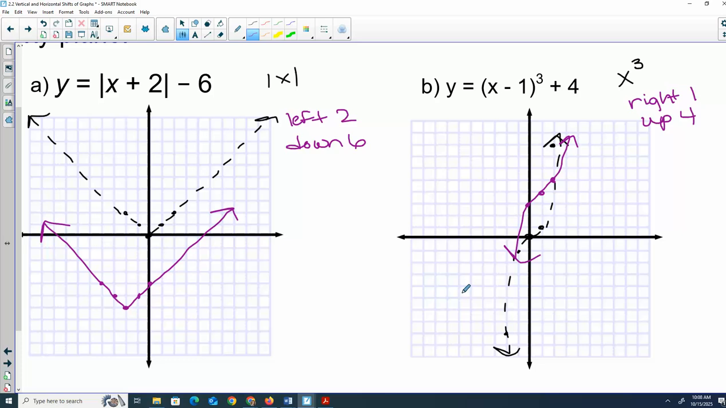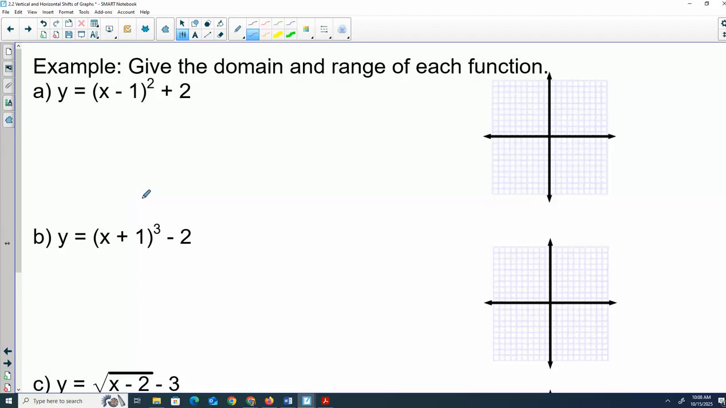Are there any questions there? Then the last thing I want to do is make sure you guys can give me domains and ranges. So, if I gave you this, did I say you had to do a parent function and transformation? No. If you can look at it and you know the domain and range, excellent. By all means, go for it. But if I don't know, what should I do? Draw a graph, okay? I know x squared is my parabola.